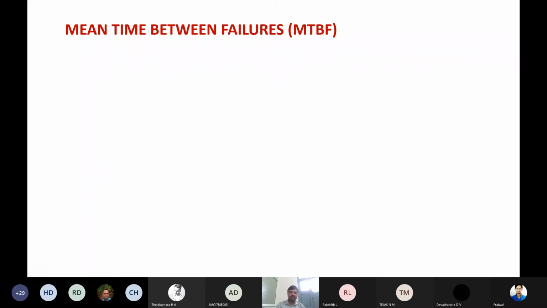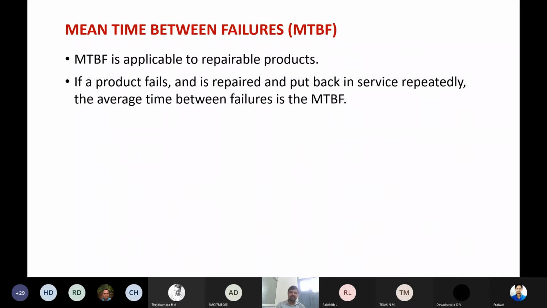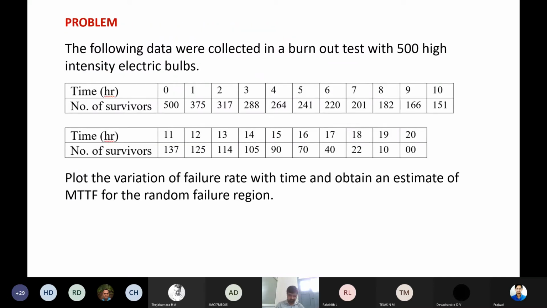Next, mean time between failures. Mean time between failure is applicable to repairable products. If a product fails and is repaired and put back in service repeatedly, the average time between failures is the mean time between failure. Next, there's a problem and you have to concentrate on the problems in this unit also. Numericals in almost all units are important. Quite often in the exam they will ask numericals.